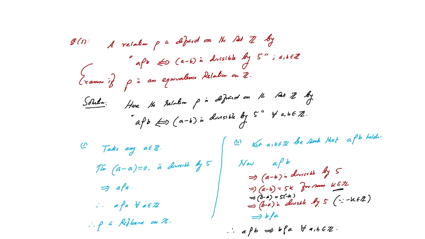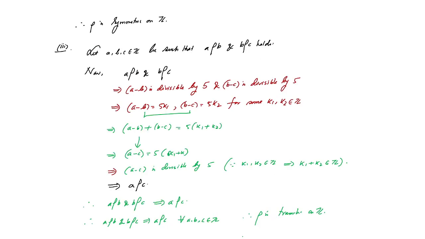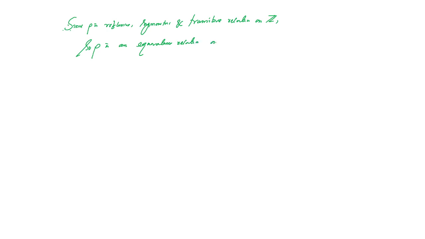Now we come to the point: since rho is reflexive, symmetric, and as well as transitive, we conclude that rho is an equivalence relation on Z. So this is proved. So you examine here, rho is an equivalence relation.